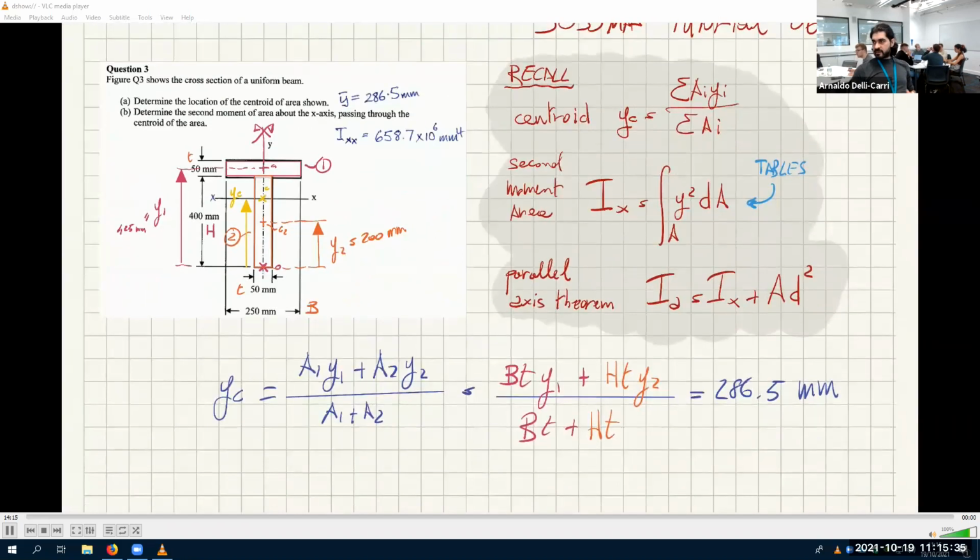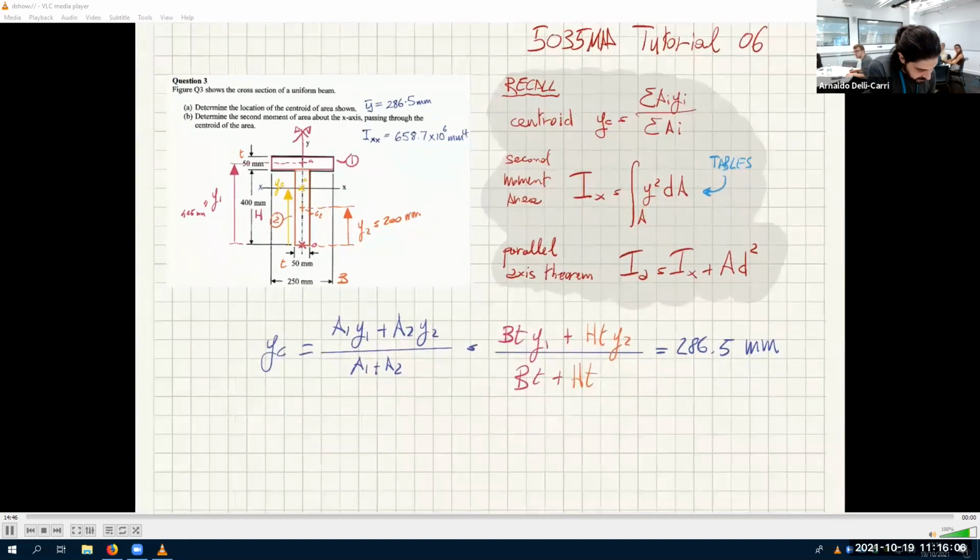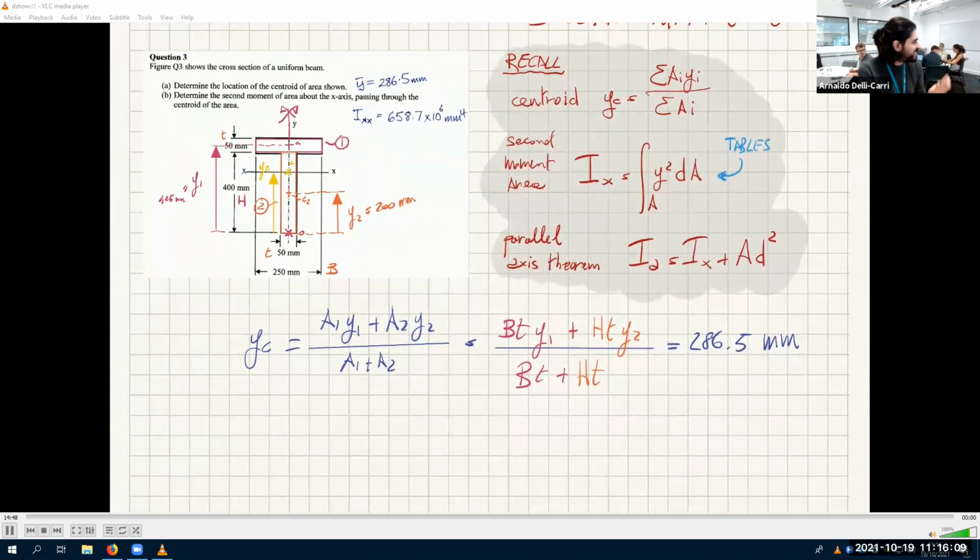Okay, this part is easy. This part is what we've done in the first year as well. Remember this? And we didn't use it in the exam as well. Oops, but you are going to use it now. It's required. Second moment of area. Part B tells us: determine the second moment of area about the x-axis passing through the centroid of the area. So we want to determine the centroidal second moment of area. Okay. How do we do that?